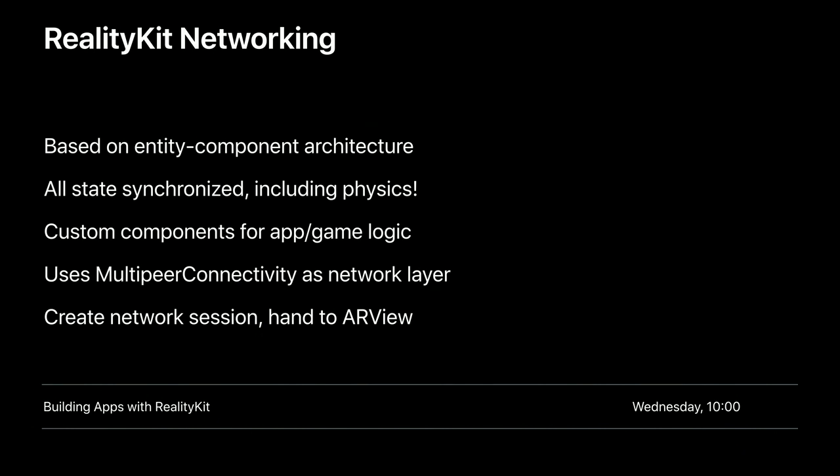It uses multi-peer connectivity as the network layer. This is built into all iOS and macOS devices. It's easy to set up and get going. All you have to do is create that network session, hand it to the AR view object, and it takes care of the rest. That includes moving the collaborative mapping data that Quinhan talked about with the new ARKit 3 collaborative mapping.